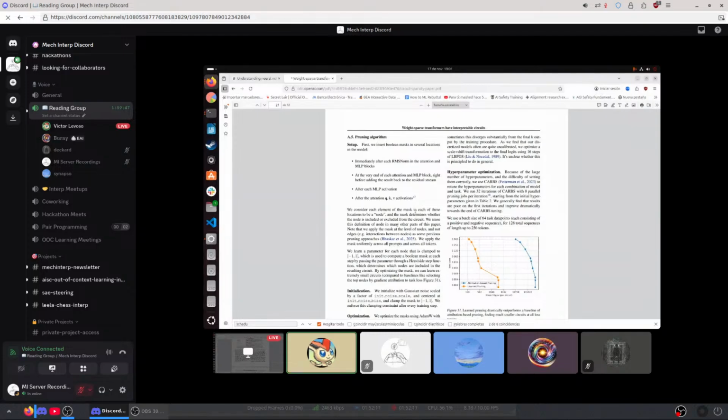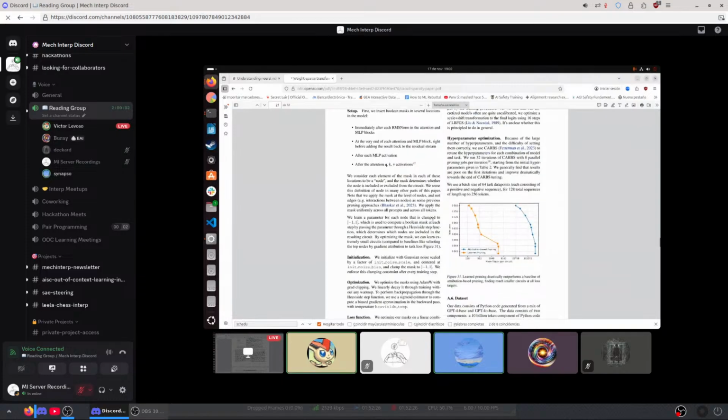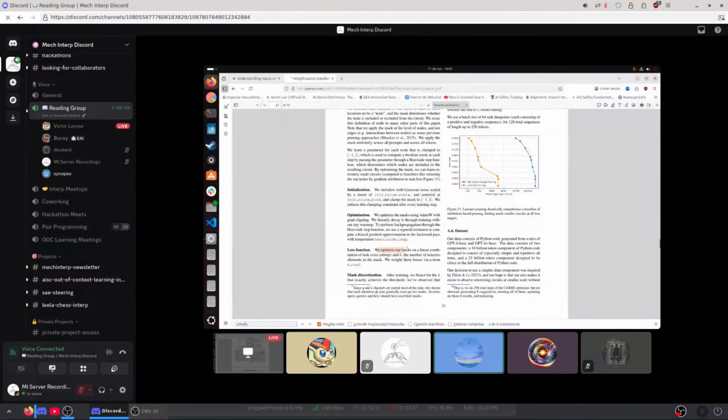My previous understanding of pruning is that it's just something they do after they train the model. No, they say pretty clearly it's trained with the model. Look at the loss function. Although maybe I'm not so sure now, actually. We optimize our masks on a linear combination of task cross entropy, and K, the number of non-zero elements in the mask. Yeah, no, that sounds like they just train the mask afterwards, right? Maybe, yeah.